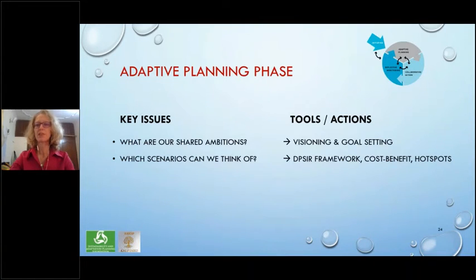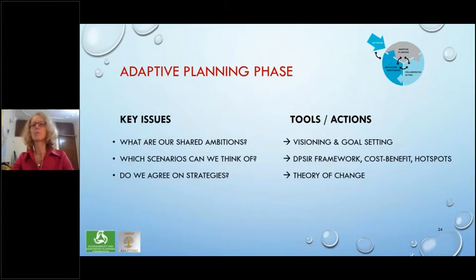the problems better. Cost-benefit analysis or hotspot maps could also be a good monitoring tool to visualize where the hotspots are and how they are improving over time. And apart from scenarios, strategies can be designed in a theory of change. Theory of change is basically a results chain of inputs to outcomes and impacts.